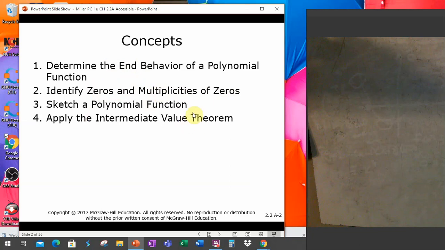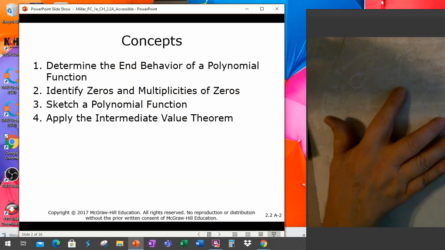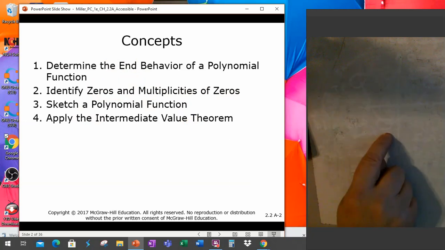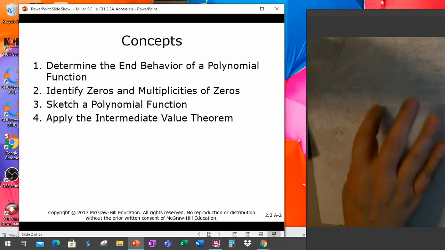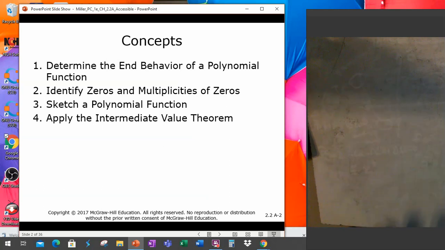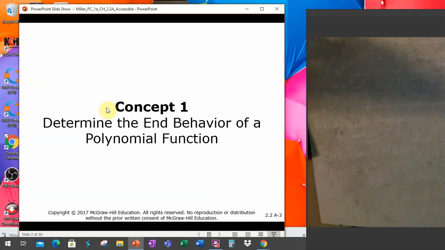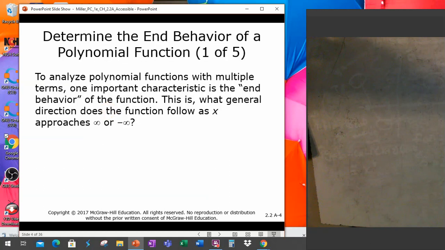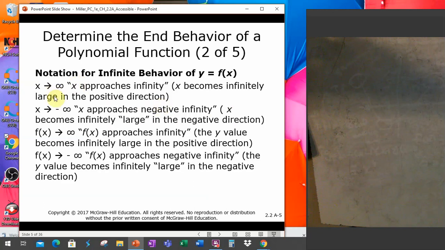And this intermediate value theorem just says that if I've got a continuous function, and I know two points that it's going through, one above the x-axis and one below the x-axis, then it has to cut the x-axis. Polynomials are continuous. All polynomials are continuous. So what is this end behavior stuff? We have to know what all of this is.